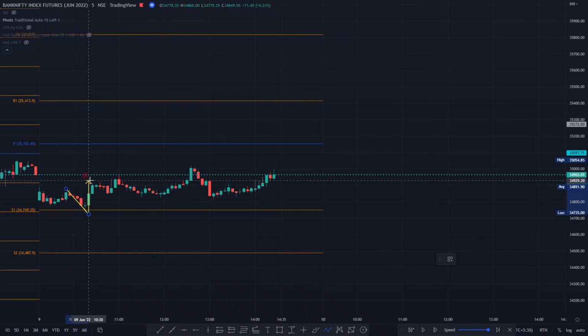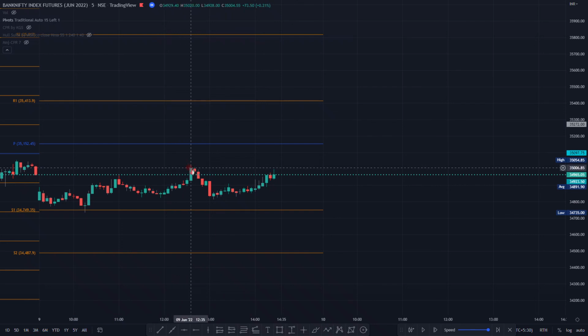Instead, they created a high which broke all these previous highs, and then created a low, and then they created a higher high, and then a lower low, and then somewhat of a consolidation here, and then a higher high, and then a low. But what happened? This low didn't break below this previous low, so technically we are still in an uptrend.